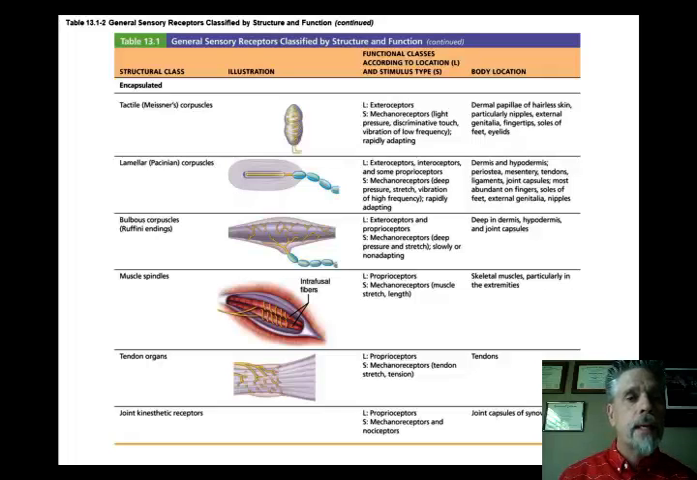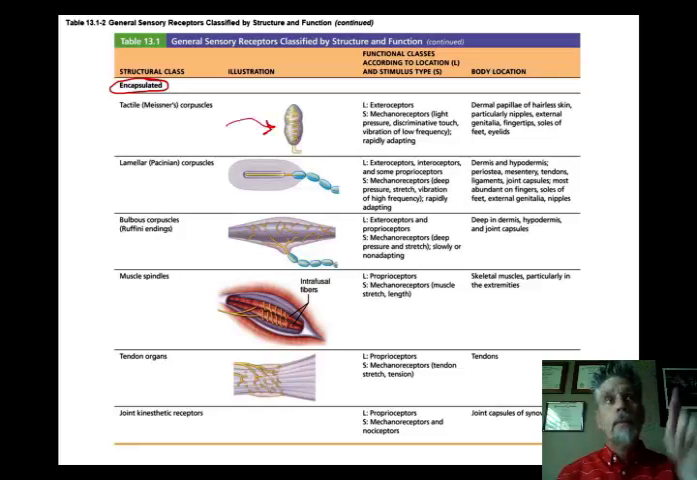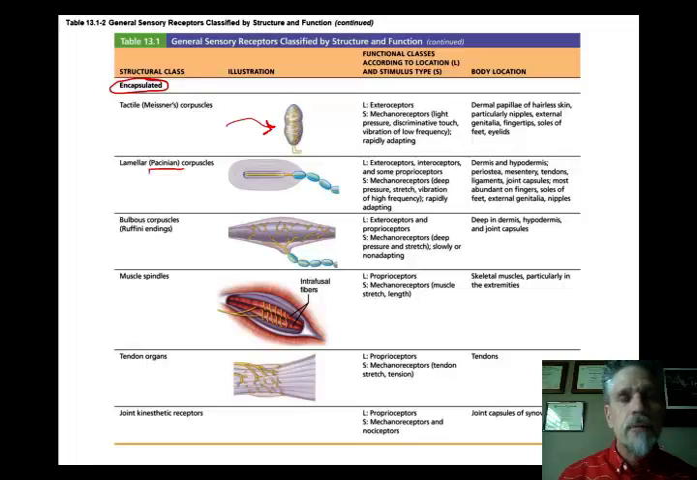Now we look at encapsulated, those that are covered up in something. So Meissner corpuscles, remember those? Saw those in the skin, up in those little finger-like structures. You remember those, the dermal papillae? We also have the Pacinian corpuscles that are found down deeper in the dermis, kind of in cross-section. They look like an onion. We also have what are called the Ruffini endings, and you can see how these are associated with mechanical stimulation. So you can see how it's wrapping certain structures associated with the skin, etc., or joints and things like that.